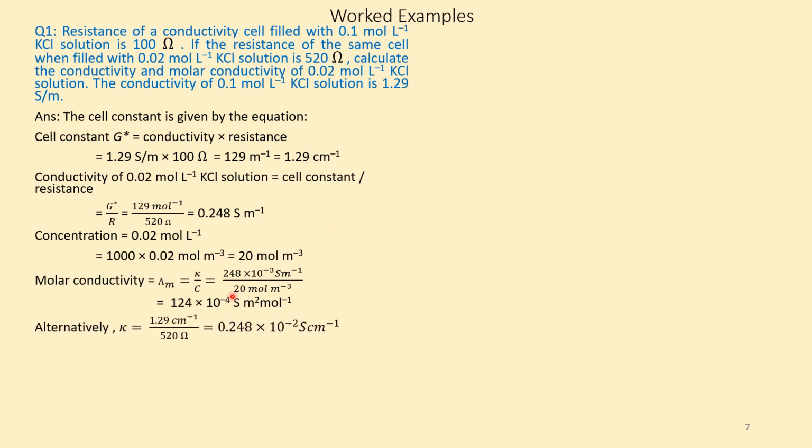Alternatively, we can find out the conductivity kappa by another method: cell constant 1.29 per centimeter divided by resistance, that is 1.29 divided by 520, which is equal to 0.248 into 10 to the power of minus 2 Siemens per centimeter.